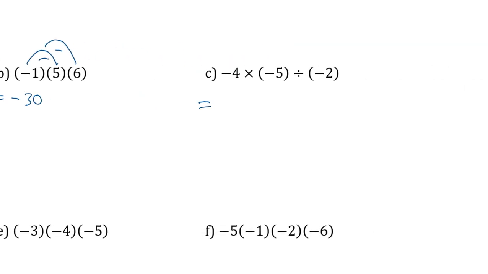Okay, this one's got division for the first time, but division follows the same rules as multiplying. So negative and negative makes a positive. Positive and negative makes a negative. So the result is going to be negative.